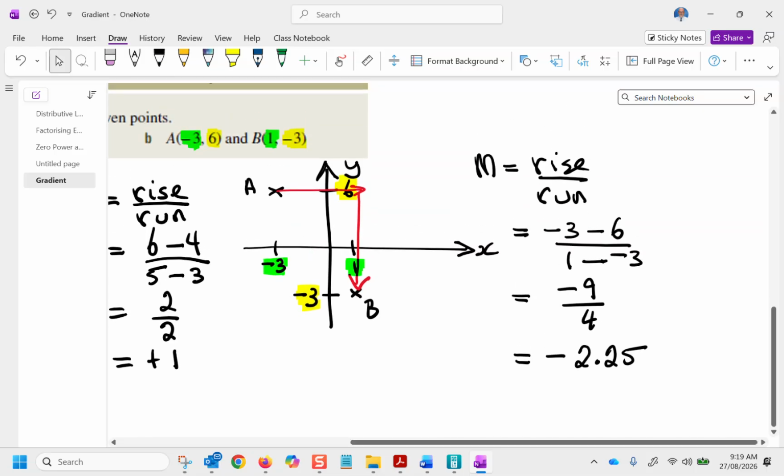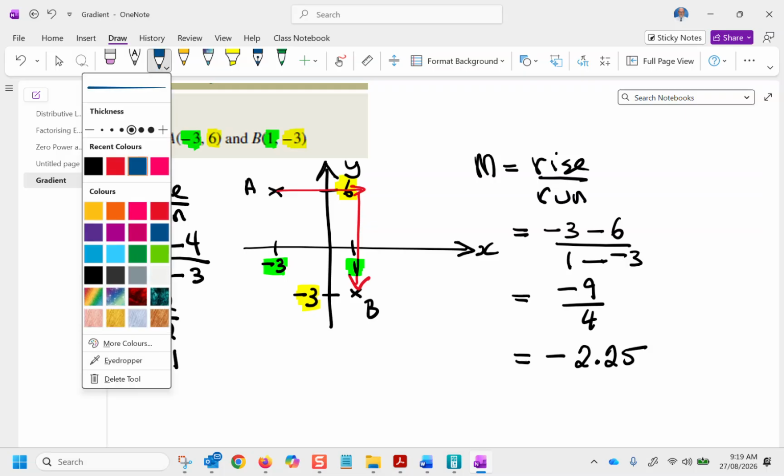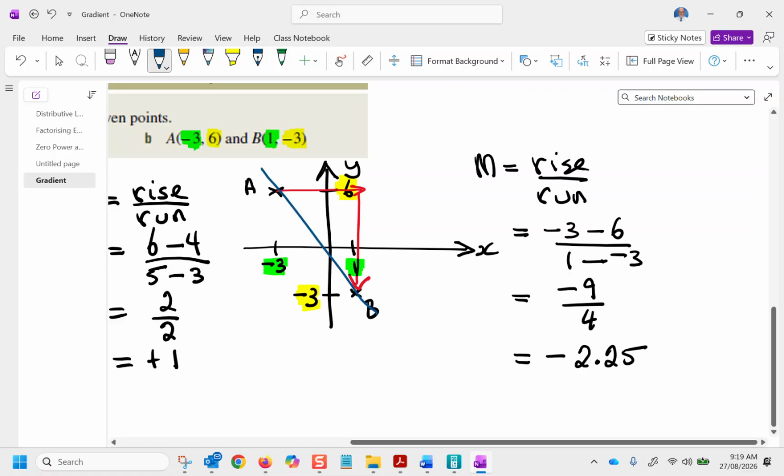which means I have the number -2.25. If we had a straight line between point A and B, that would be a negative or a downwards gradient. There it is, a downwards gradient of -2.25.